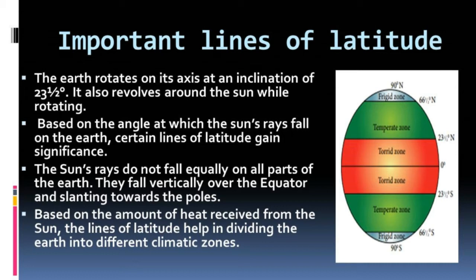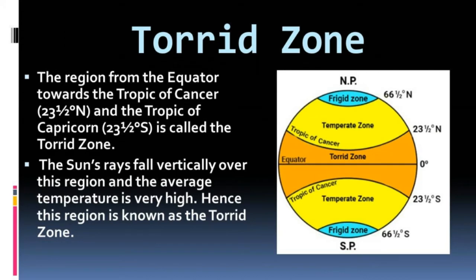Based on the amount of heat received from the sun, the lines of latitude help in dividing the earth into different climatic zones like torrid zone, temperate zone and frigid zone. Torrid zone. The region from the equator towards the Tropic of Cancer, that is 23.5 degrees north, and the Tropic of Capricorn, 23.5 degrees south, is called the torrid zone. The sun rays fall vertically over this region and the average temperature is very high. Hence this region is known as the torrid zone.